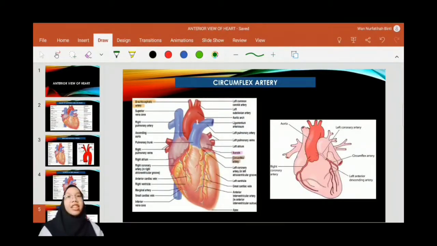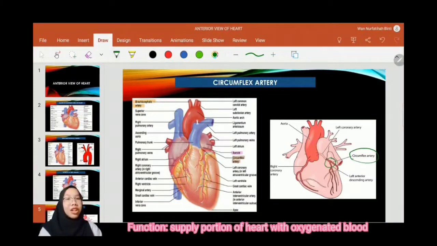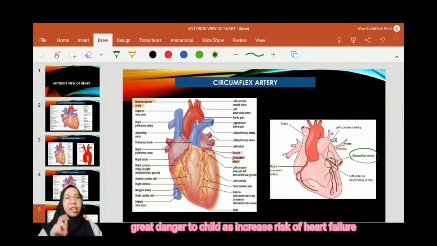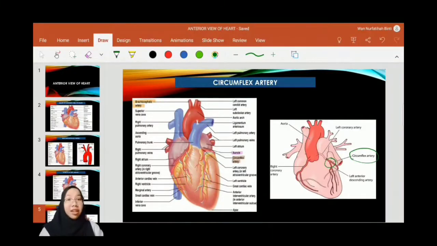Third is the circumflex artery. It is a branch of the left coronary artery, an artery that branches off from the left coronary artery to supply a portion of the heart with oxygenated blood. With an anomalous artery, the circumflex artery or others may be deformed at birth. Such a defect can present a great danger to a child as there is increased risk of heart failure.